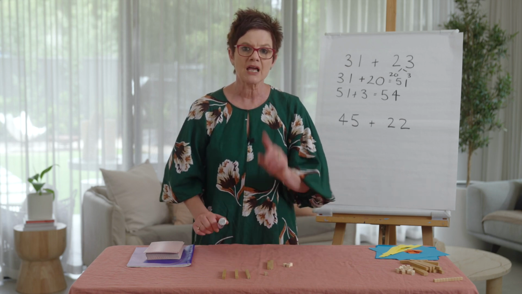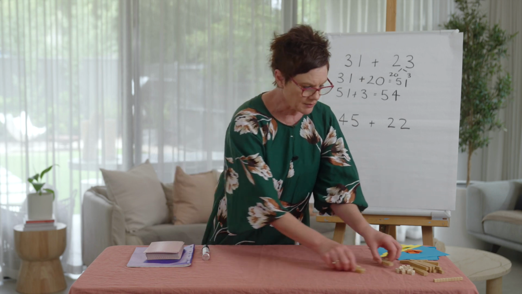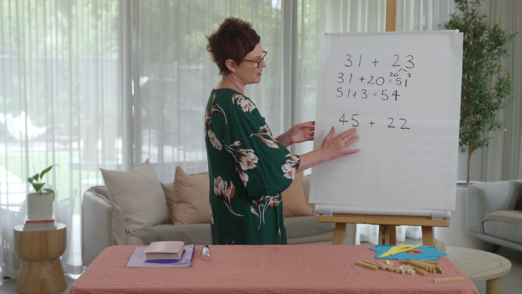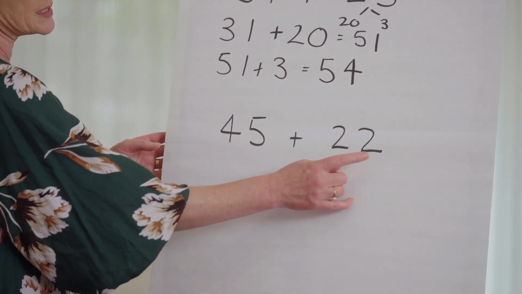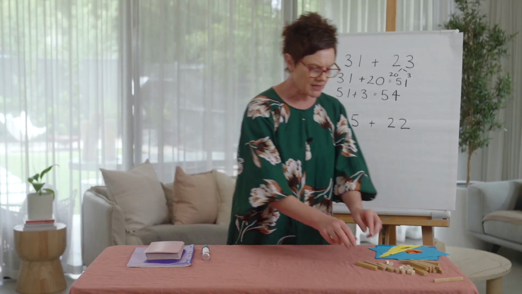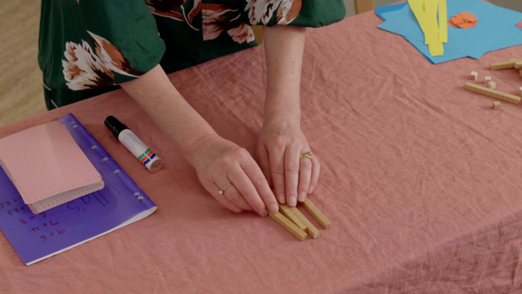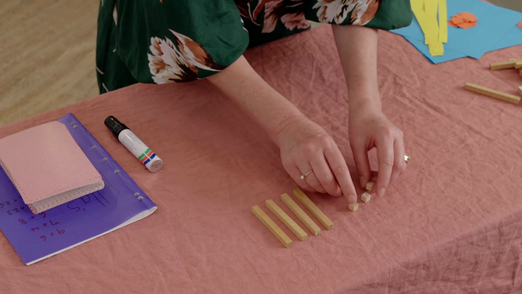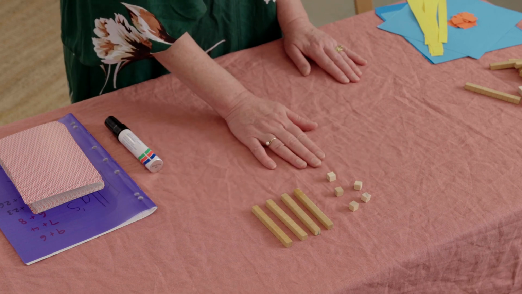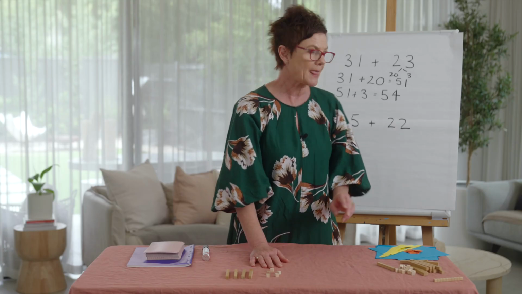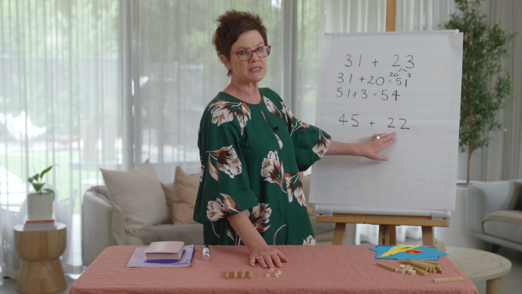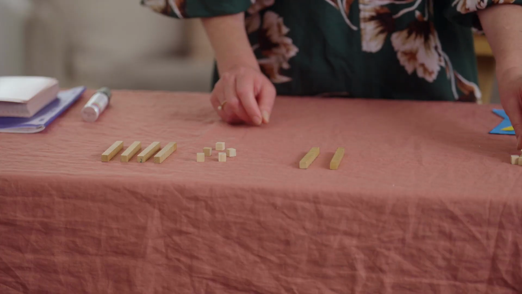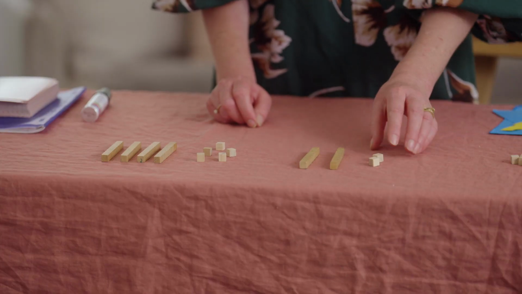Let's try again. What numbers do we have now? We've got the number 45 and we've got the number 22. 45. Let's make 45 first. That's 4 tens, 40, and 5 ones, 45. It's our first number, and we're adding it to 22. 22 looks like 2 tens and 2 ones.